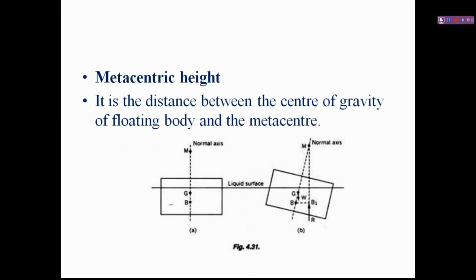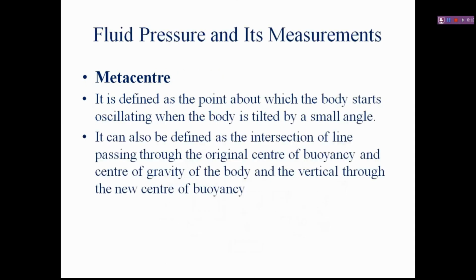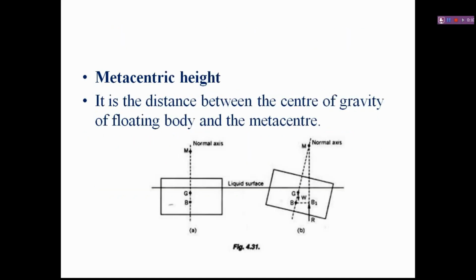Metacentric height is the distance between the center of gravity of a floating body and the metacenter. The metacenter is the point about which the body starts oscillating, and the center of gravity is another point. So the distance between the center of gravity of the floating body and the metacenter is called the metacentric height.